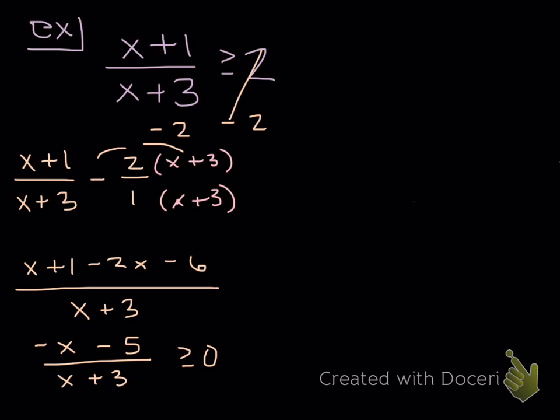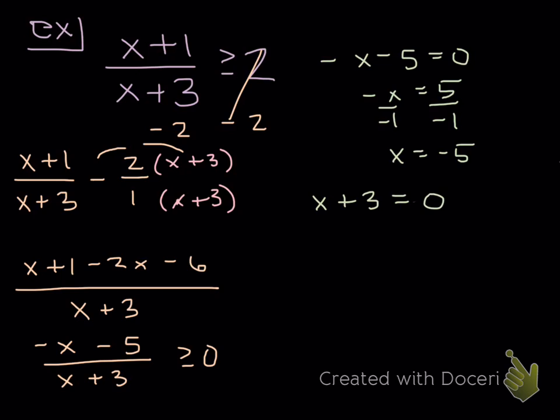To obtain our two values, I set the top and bottom equal to 0 respectively. So negative x minus 5 equals 0. I would add the 5 over, and then I'll divide by negative 1. So x equals negative 5. Then I'll have x plus 3 equals 0, and I'll subtract that 3, so x equals negative 3. These are my two values that are going to go on my number line.